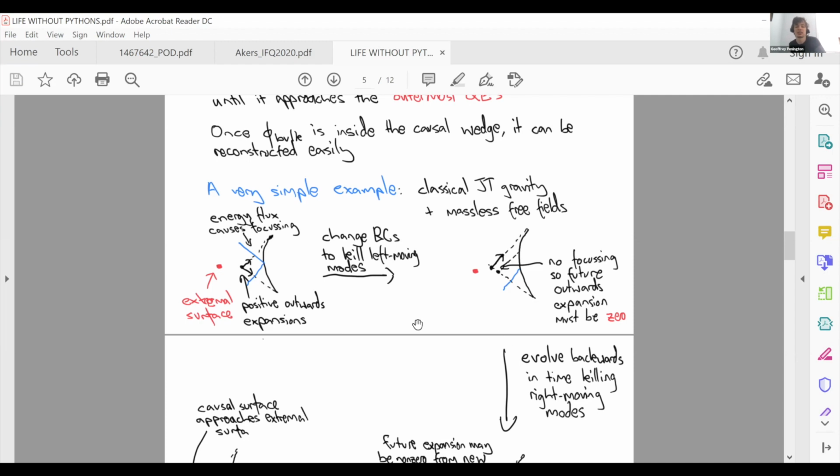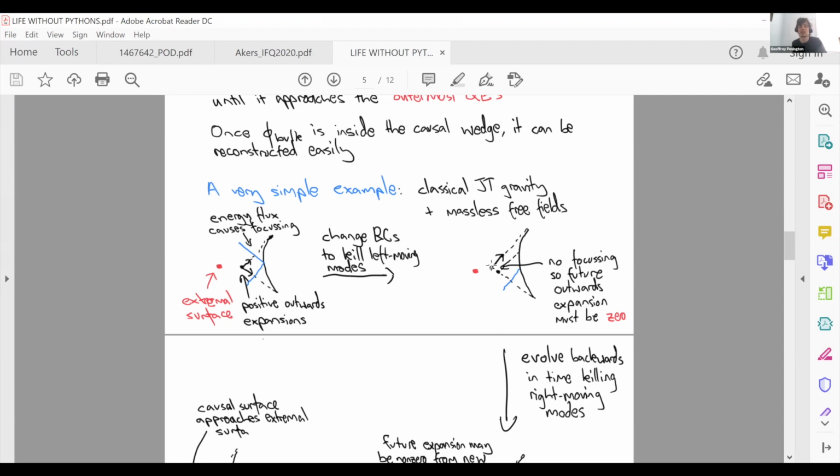And we're then going to get a space-time that looks something like this. As we evolve forwards with those boundary conditions, these modes hit the boundary, but then just disappear. They never go back across here. We have no energy flux heading across this whole thing.